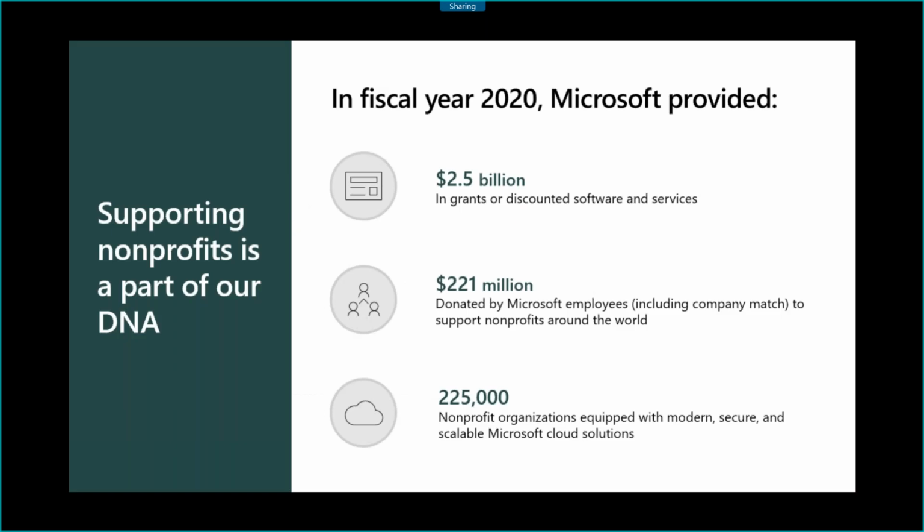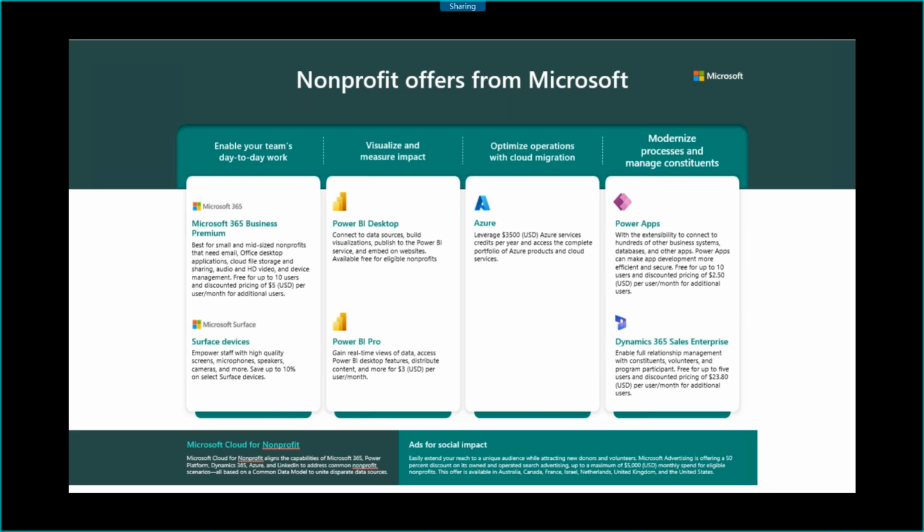So a little bit about us. Supporting non-profits is part of who we are, and Microsoft has been engaging with charities since 1983, which is actually longer than I've been alive. But last year, Microsoft provided over $2 billion in grants and discounted software and services, and we equipped 225,000 non-profit organisations worldwide. We are now working with almost 300,000 non-profits worldwide, but we've got a big goal, to reach 500,000 by 2025. So we've got some work to do, as you can see.